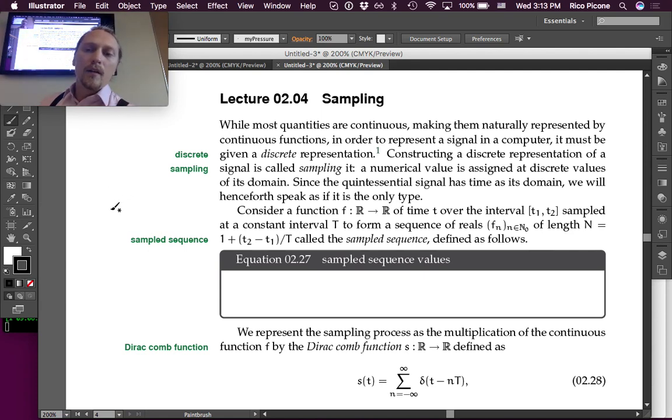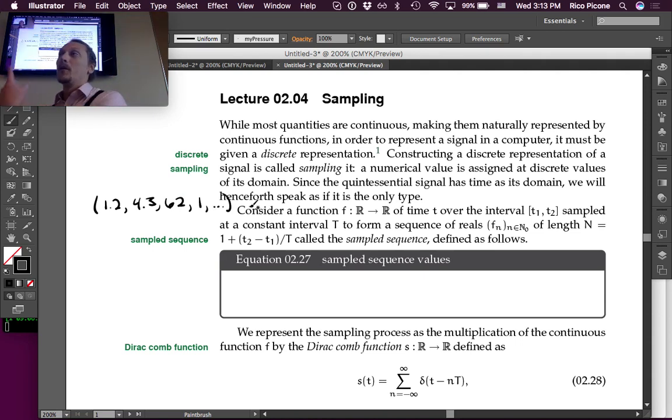So a sequence would, for instance, be 1.2, 4.3, 62, 1, etc. That's a sequence. There's an order to them. They're not necessarily in alphabetical or magnitude order, but they come in a time ordering. Like this sample was taken first, then this sample, then that sample, etc.